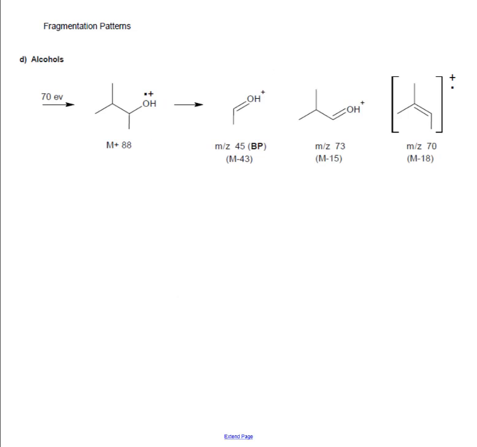Okay, so now let's look at D, alcohols. So for alcohol, again, we know where it's going to fragment, because it's going to become a radical cation because of the lone pair, right?